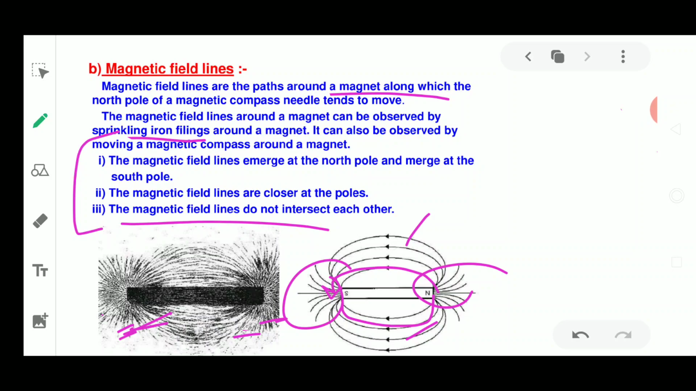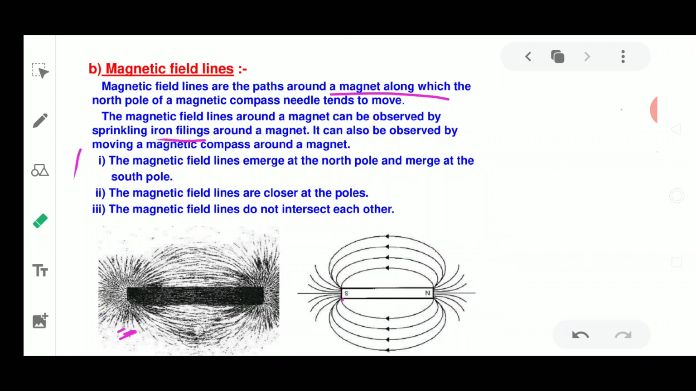These lines are imaginary lines drawn in the magnetic field around a magnet, and they are very close around the poles. They arise from north and end in south, and they are not going to cross or intersect each other. They do not intersect because two tangents cannot be formed at the same point. So this was all about the magnetic field lines.